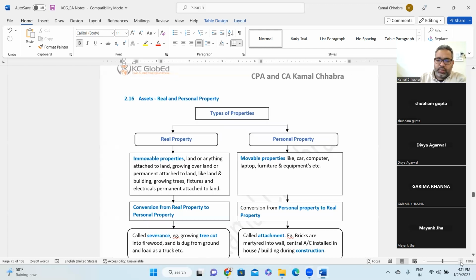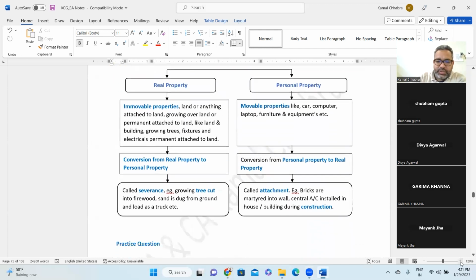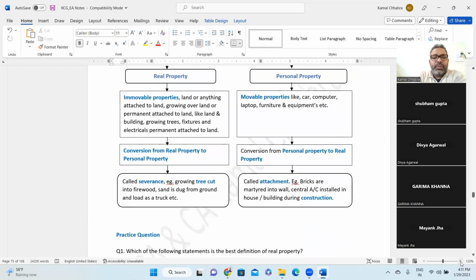I'm just slightly increasing the size so that it's more comfortably visible to everyone. This is called severance, that is, a growing tree cut into firewood, or made into furniture, or extraction of sand, digging sand out of the riverbed and loading it into the truck. When you are digging the sand from the riverbed and loading it into the truck, then it is personal property, right? If you see the right hand side, personal property is all property other than real property.